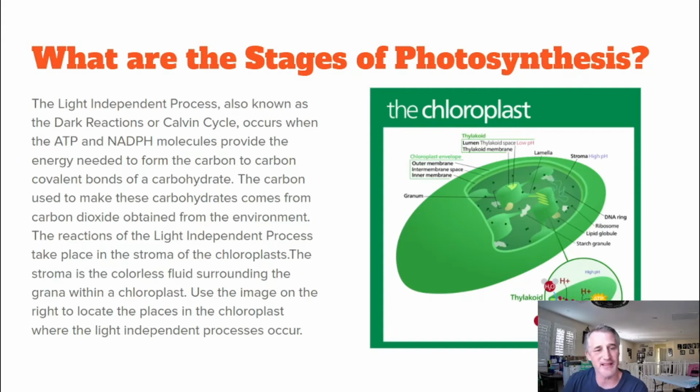And the stroma is basically this colorless fluid surrounding the granule and the chloroplast. Again, it's this stuff floating around out here. It's labeled right there, stroma. And this is where light reactions occur, and this is where the Calvin cycles occur.